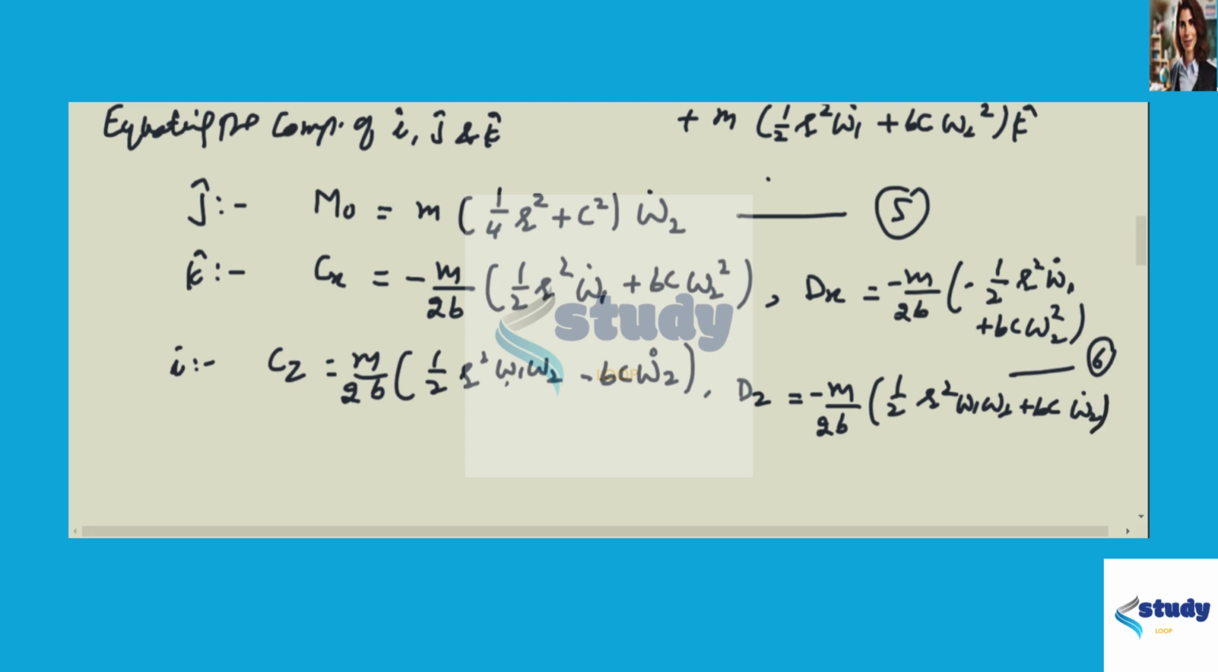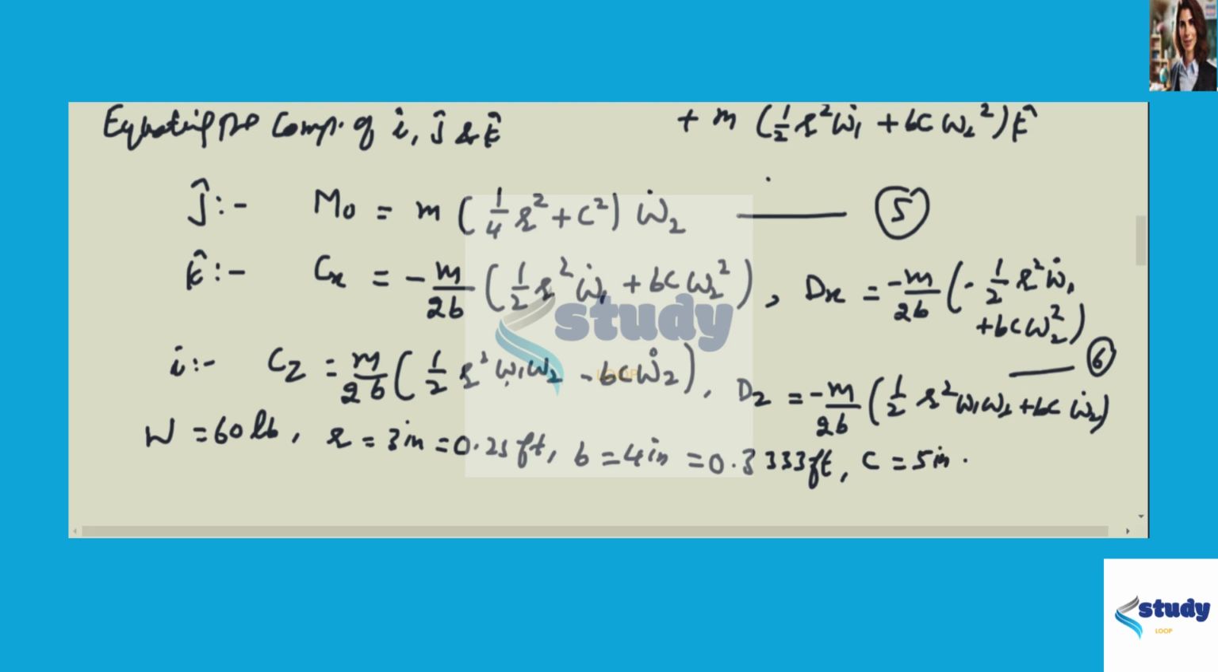Given weight is 6 pound, r is equal to 3 inch, that is 0.25 feet, b is equal to 4 inch, that is 0.333 feet, c is 5 inch, that is 0.4166 feet, omega 1 is 60 radian per second, and the rate of change of omega 1 is 0.